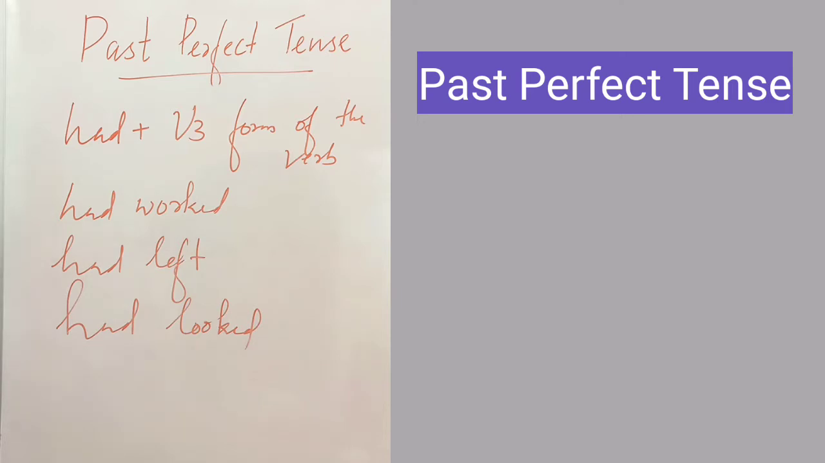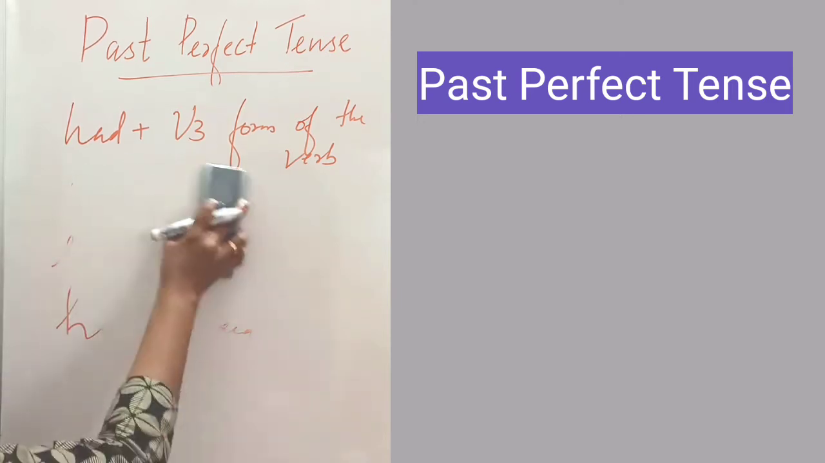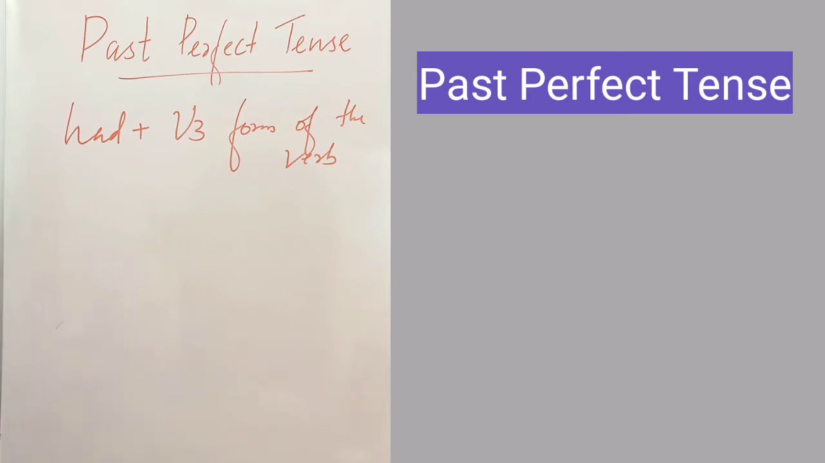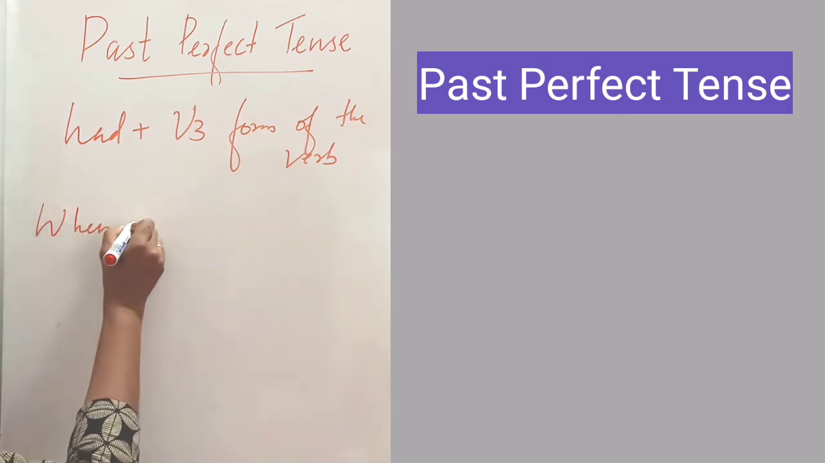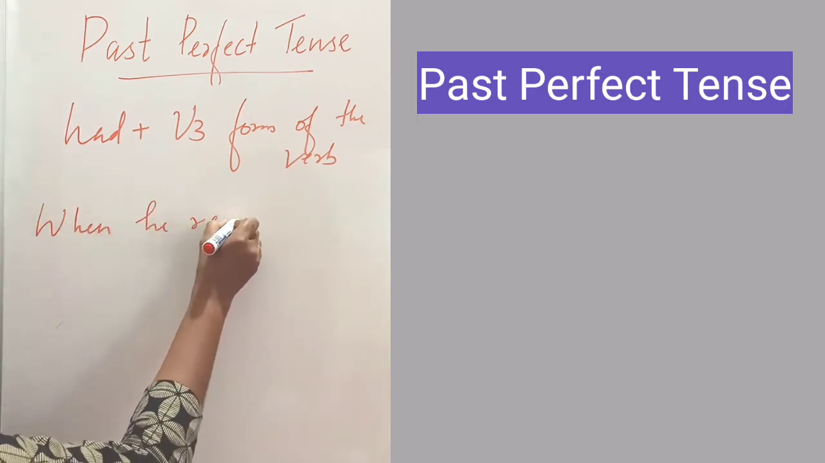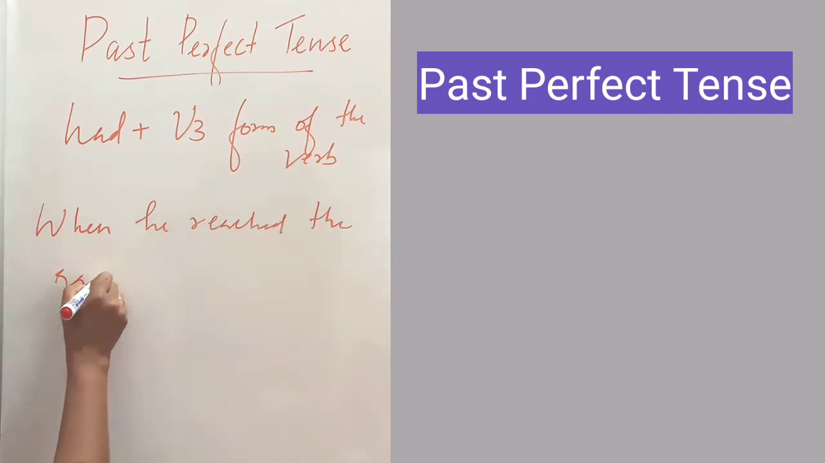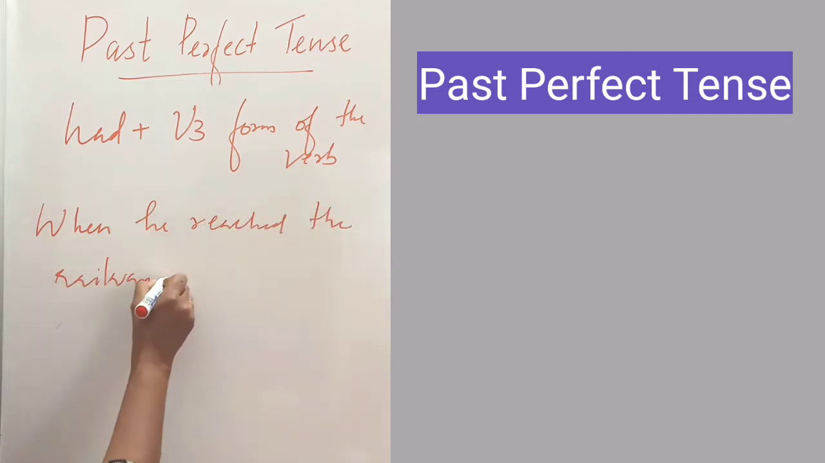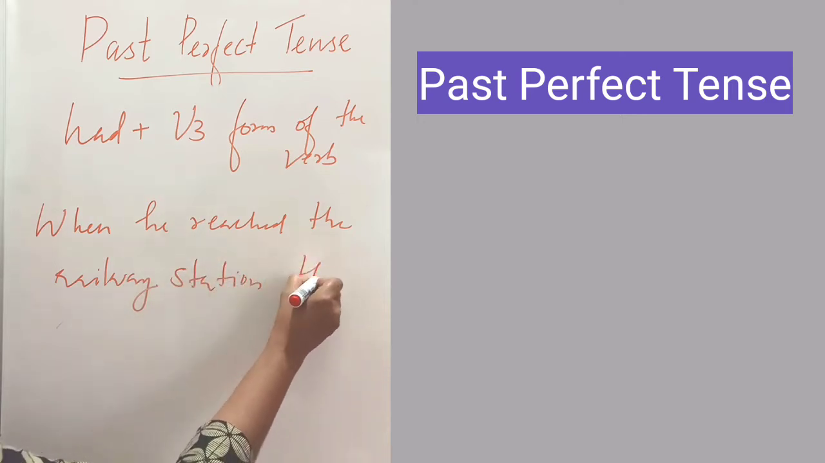Now we can find out when to use past perfect tense. To denote an action which had been completed before another action had begun. For example, when he reached the railway station, the train had left.